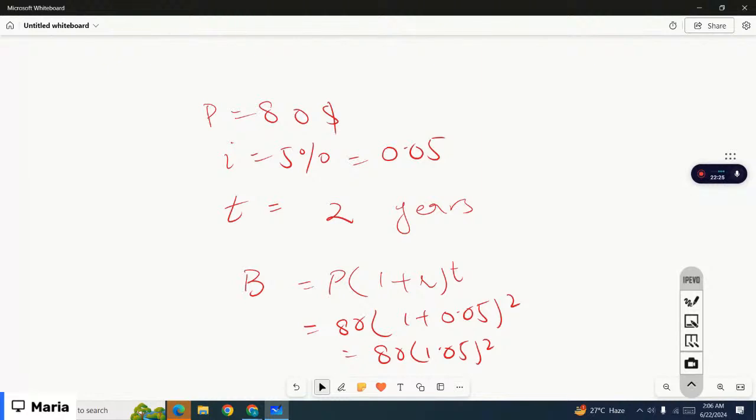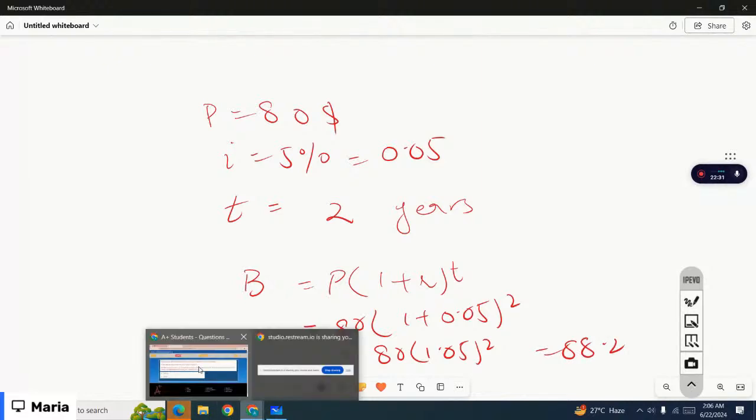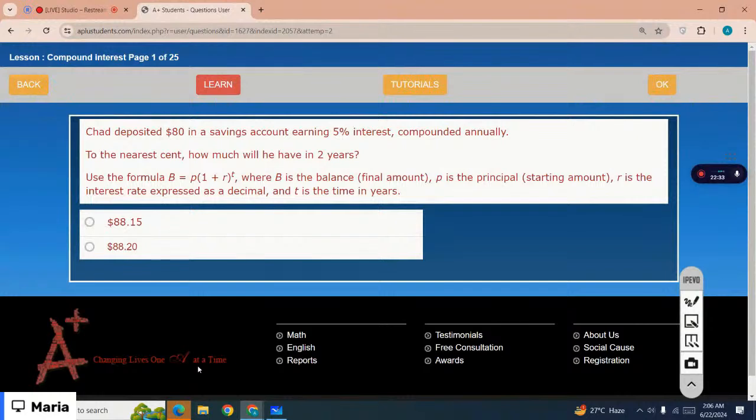So that is $88.2. The correct option is 88.2, or you can round it off to 88. So that means after 2 years he has $88.20. Option number 2 is the correct option. Got it? So the correct option is $88.20.